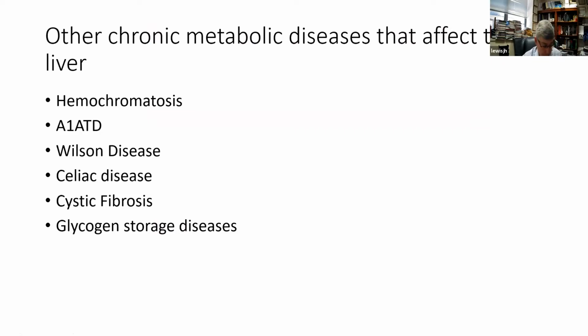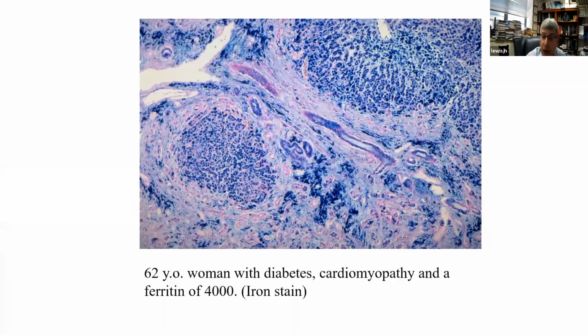All right, let's move on to some of the other chronic metabolic diseases that affect the liver. Let's start with iron overload. This is a Prussian blue stain of iron. Everything that turns blue is iron. And this is somebody with wide bands of fibrosis. This is cirrhosis. These are nodules in somebody who presents with diabetes and cardiomyopathy, ferritin 4,000.